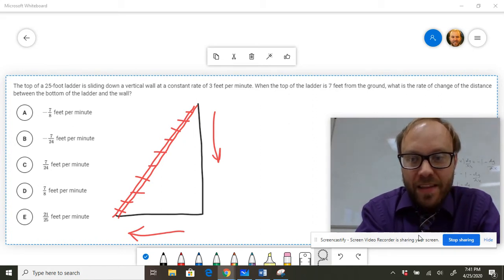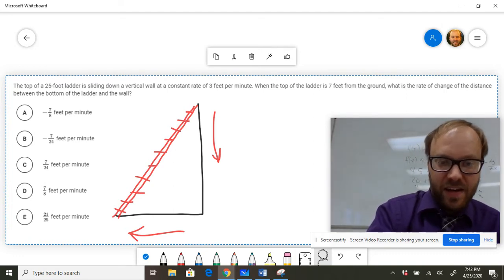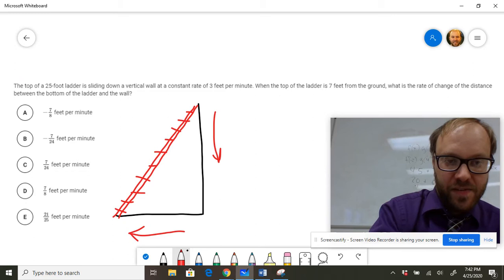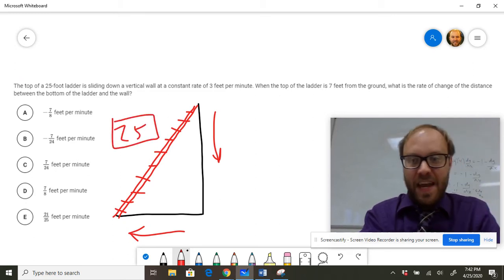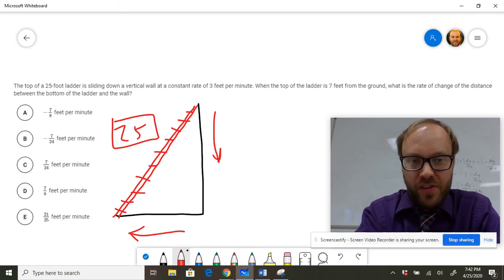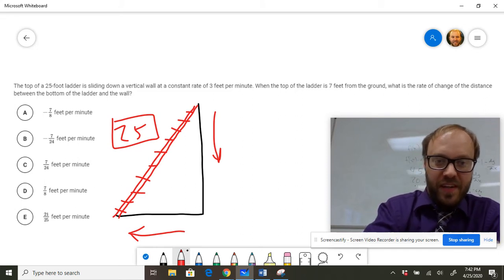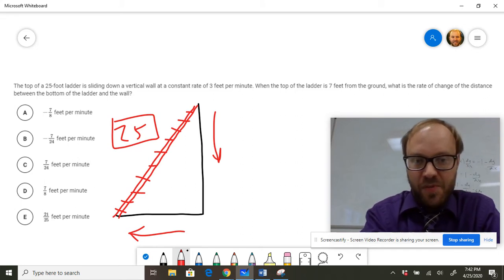And by the way, keep in mind the length of the ladder does not change. And if something is constant and unchanging, a lot of times I will mark that in my diagram just to remind me, hey, this never changes, because related rates problems are all about what changes and what doesn't change. So anyway, ladder sliding down the wall. You can see it's moving, the base is moving to the left, the top is moving down.